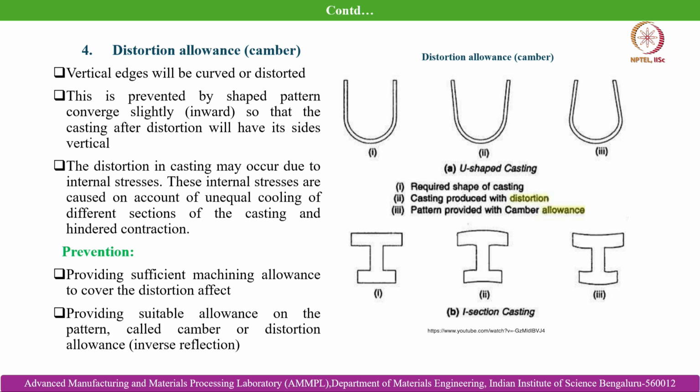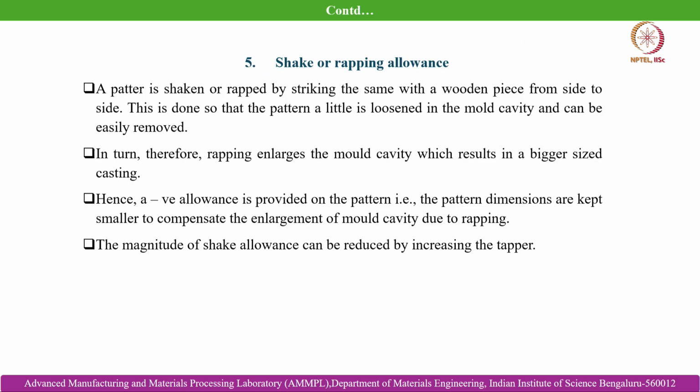For example, it is shown in the case of this U. The pattern is provided with camber allowance. That is the negative distortion provided to the pattern itself, so that after undergoing distortion it can achieve the desired shape, that means a straight U can come out of the cast part after solidification, and then the intended job is satisfied, because it can match the intended shape of the part to be made.